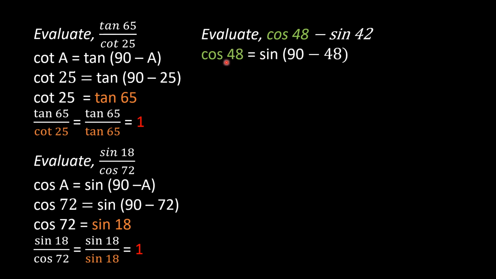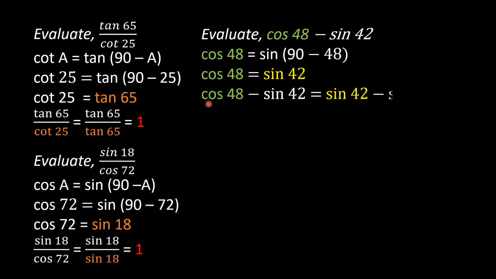So we write cos 48 equals sin (90 minus 48), which will be sin 42. Now in this expression, in place of cos 48, we will write sin 42. So we get sin 42 minus sin 42, which will be 0. So the value of this expression is 0.